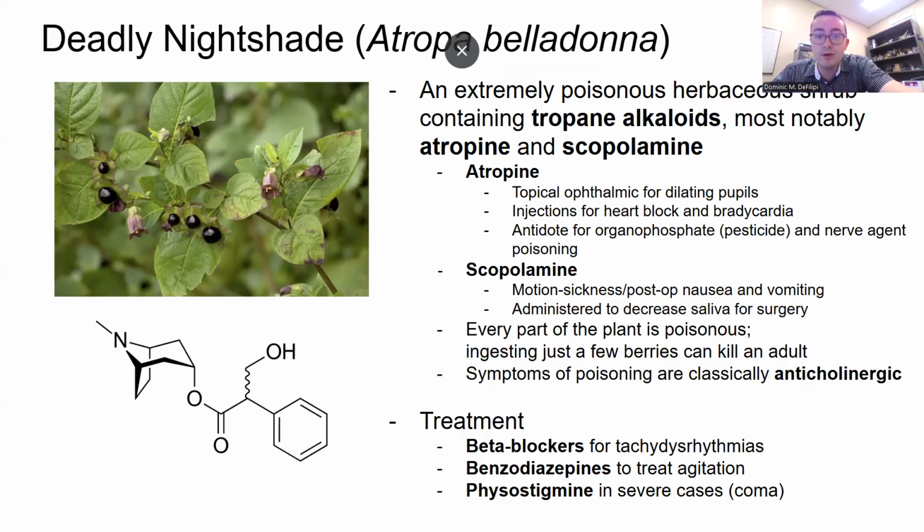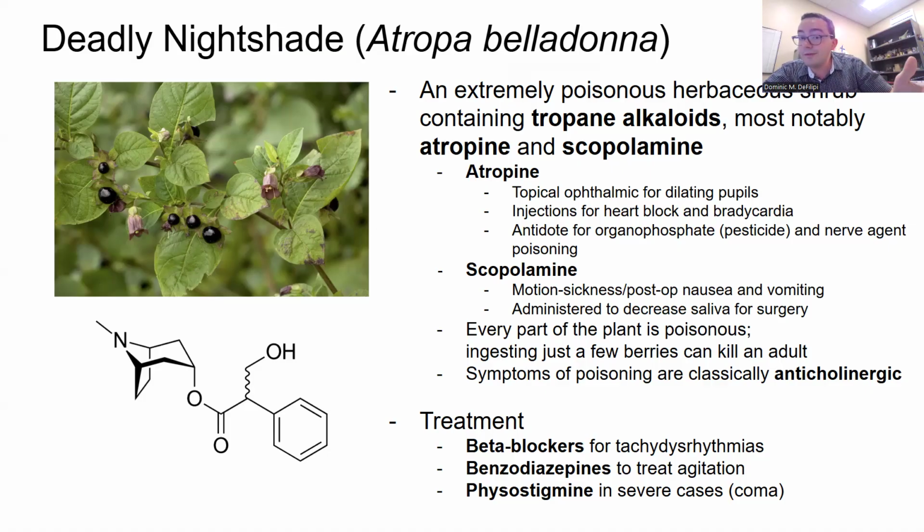Atropine is a topical ophthalmic for dilating pupils. In fact, Atropa belladonna used to be used back in the day. It got its name from "beautiful woman," bella donna in Italian, right? Women used to put drops of deadly nightshade into their eyes, and it would make their eyes dilate and look more beautiful, right? So even today, we use atropine in that setting.